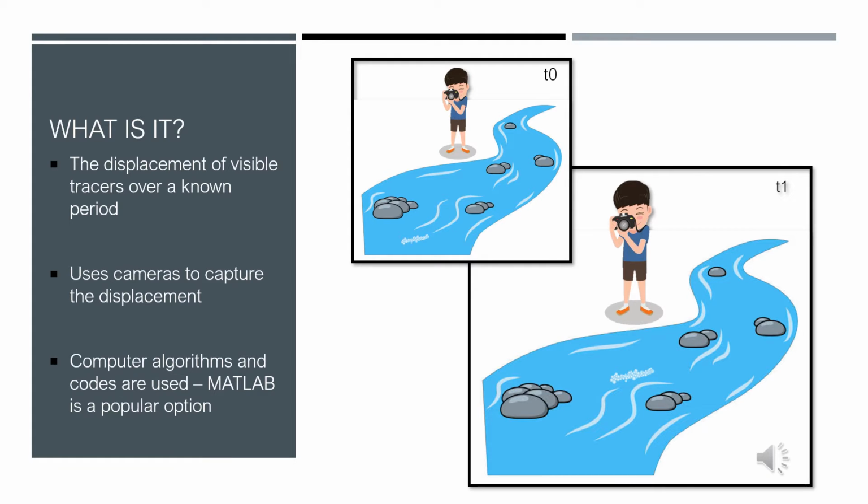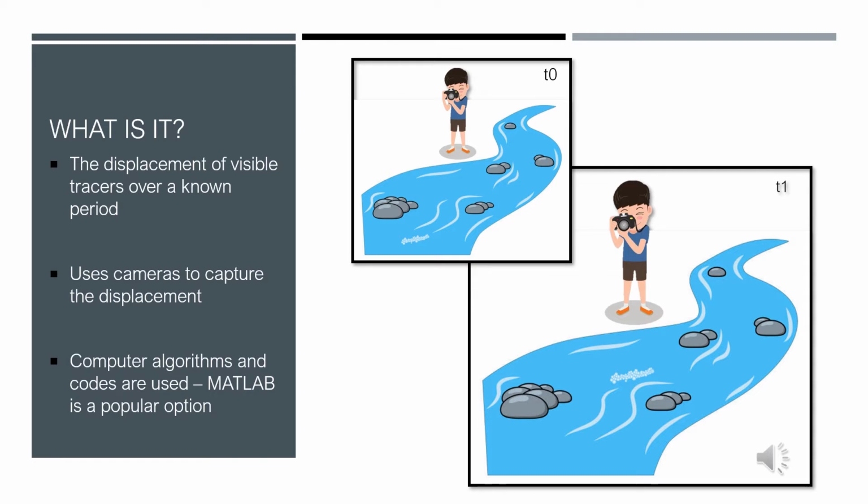So what is image velocimetry and why is it so important that I'm talking to you about it today? Image velocimetry is a technique that can automatically detect and track points on a river surface to find their displacements over a known period of time. So at its absolute basics, it's basic maths and physics of distance over time to find a velocity.